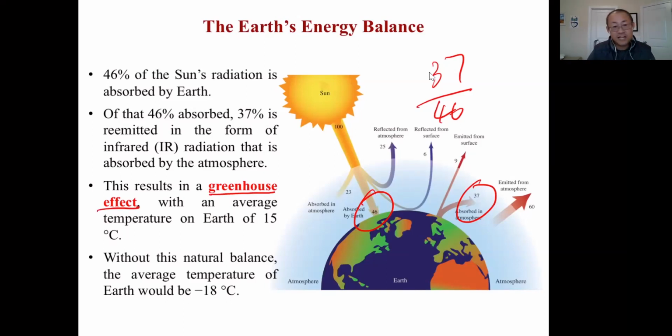Okay, and without this natural balance, the average temperature of the Earth would be minus 18 degrees Celsius, which is way below freezing point. Minus 18 is the temperature of a freezer, and it would be uninhabitable. So our atmosphere has a greenhouse effect that traps the heat in the form of IR.